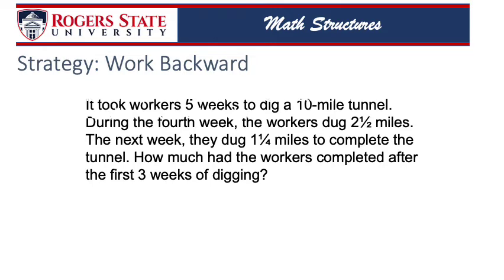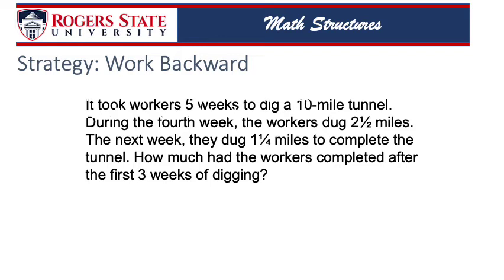Okay, it took workers 5 weeks to dig a 10-mile tunnel. During week 4, the workers dug 2.5 miles. The next week, they dug 1.25 miles and completed the tunnel. How much had the workers completed after the first 3 weeks of the tunnel? Well, let's think about that for a minute. The last week they dug 2.5 miles. The next week they dug 1.25 miles. Well, 2.5 and 1.25 is 3 3/4 miles. How much had they done through the first 3 weeks?